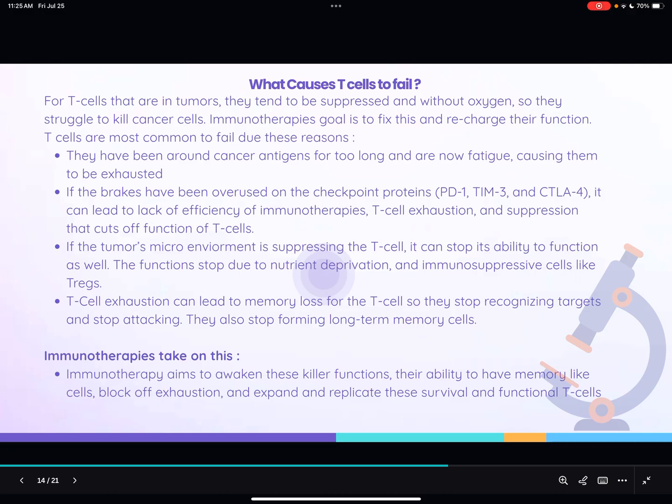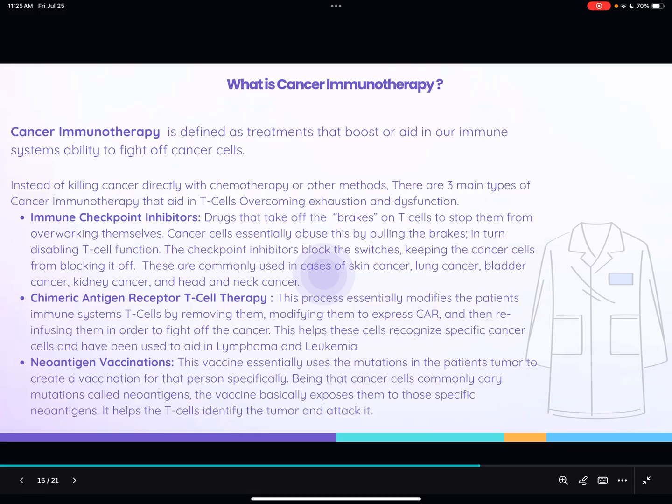So now we're going to talk a little bit more about cancer immunotherapy directly. Cancer immunotherapy is defined as treatments that boost or aid our immune system in its ability to fight off cancer cells. So instead of killing off these cancer cells directly with chemotherapy or other methods, we're going to talk about these three main types of cancer immunotherapy that aid T cells in overcoming exhaustion and dysfunction.